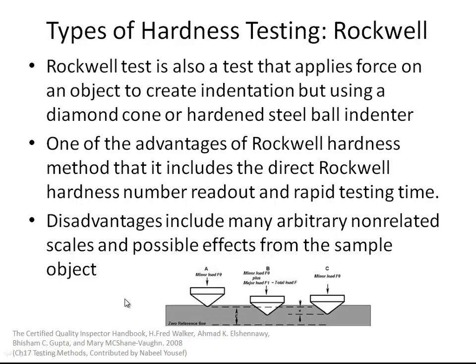Another type of hardness testing is the Rockwell test, which is also a test that applies force on an object, as we can see here in the figure, to create indentation, but using a diamond cone or hardened steel ball indenter. One of the advantages of the Rockwell hardness testing method is that it includes the direct Rockwell hardness number readout and rapid testing time. One of the disadvantages includes many arbitrary non-related scales and possible effects from the sample object.